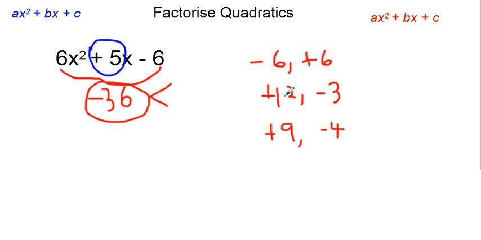Let's check the second one. Plus 12 times minus 3 will give us minus 36, but will that give us 5? 12 take away 3, that won't give us 5. What about this one? 9 times minus 4 will give us minus 36, and 9 minus 4 will give us plus 5. Okay, that's a better option. That's the best option for us. It satisfies both this number and that number.